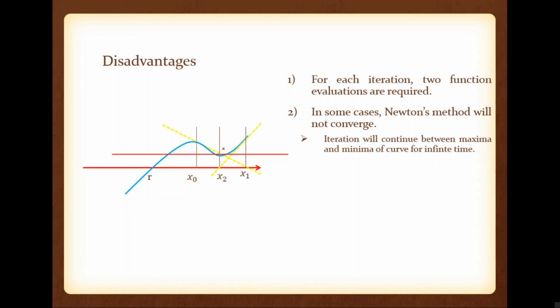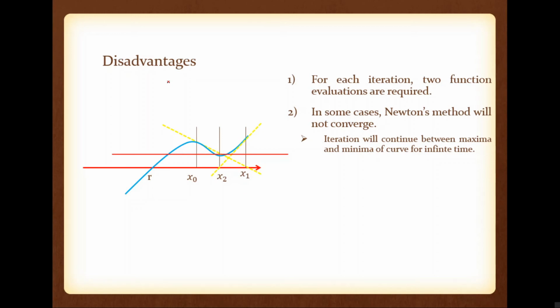Okay, so please note that. That one is a disadvantage of Newton's method. Now, in the previous slide, we discussed some advantages. One is that it is quadratically converging. The second advantage is that it is more accurate.